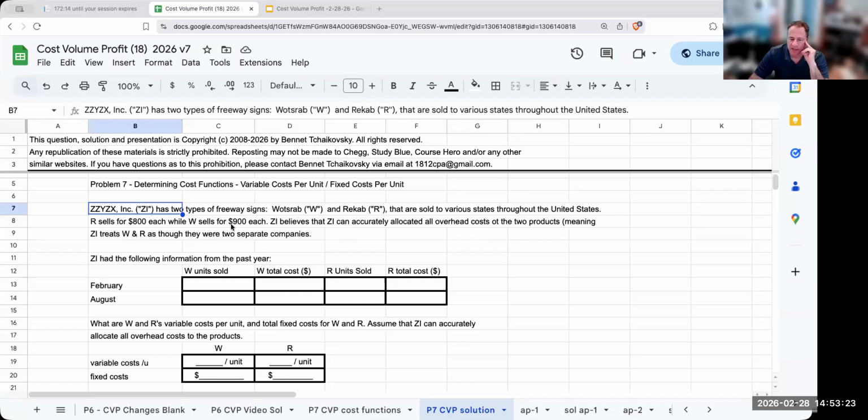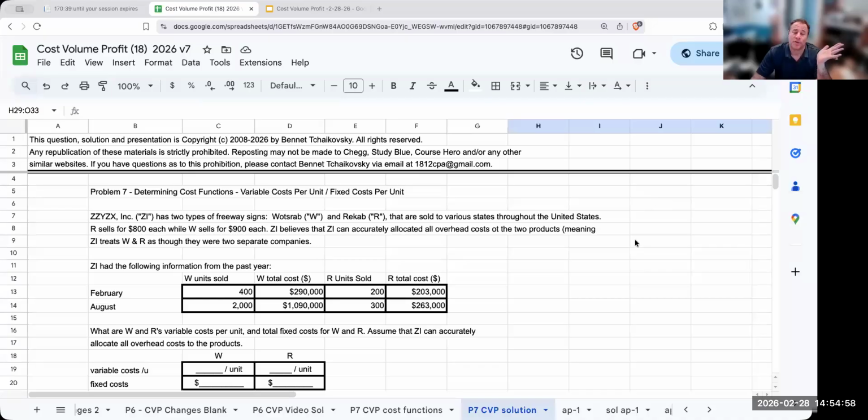Z believes that they can accurately allocate all overhead costs of the two products, meaning that they treat them as two separate companies. Okay, so we want to go through first over here. I'm just going to pause real quick because I deleted something I should not have deleted. With the magic of the backward function up here on Google Sheets, we're back.